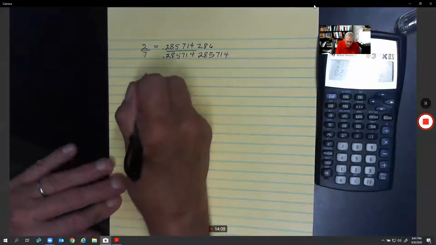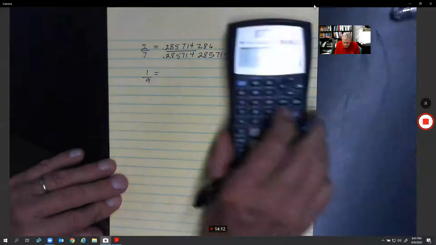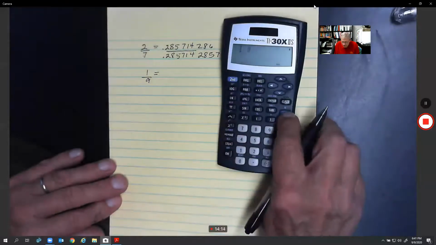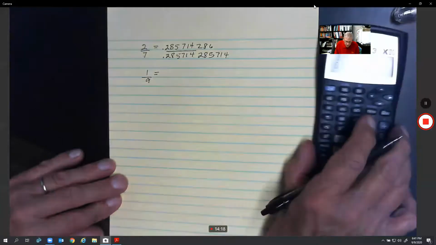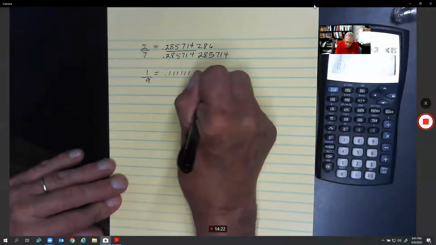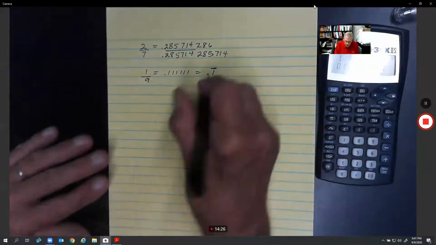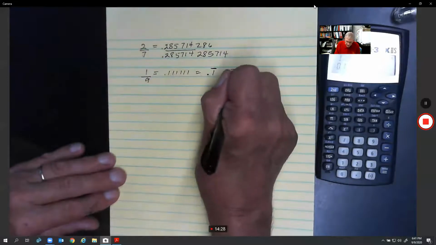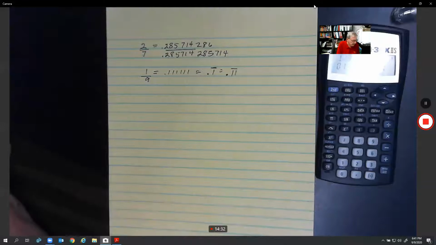How about on nines? 1/9. Let's see what that is. And this is fun to play around with on your calculator. 0.1111111111111. So that would be 0.1 with a line. Or could you write it as 0.11 like that? Yeah, that would be okay. Those all mean the same thing.